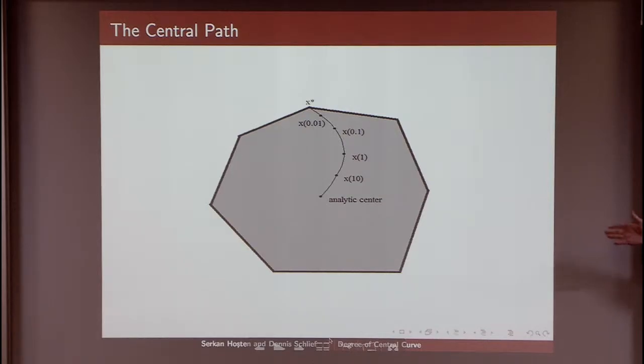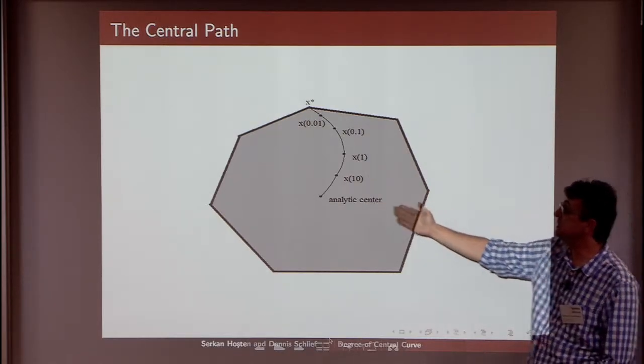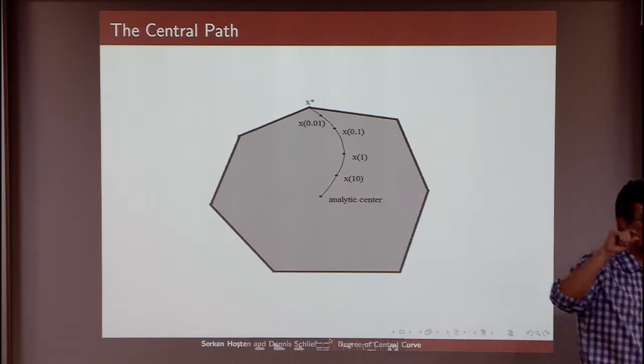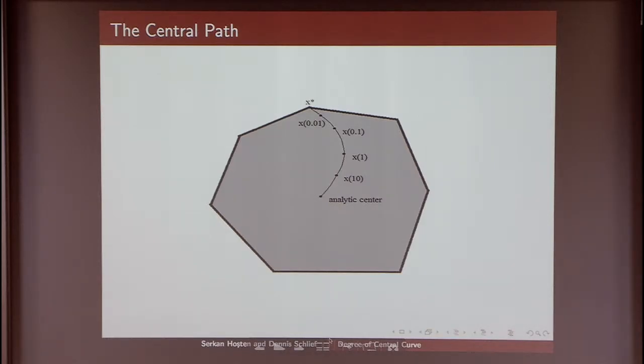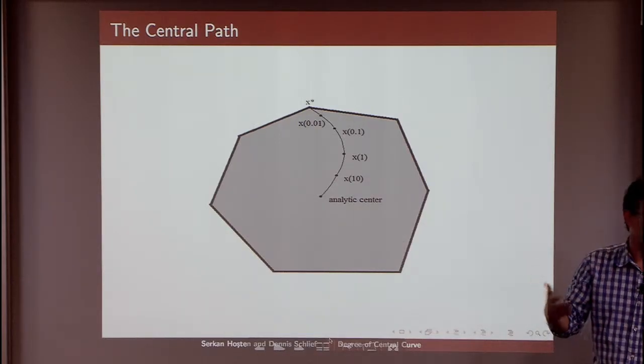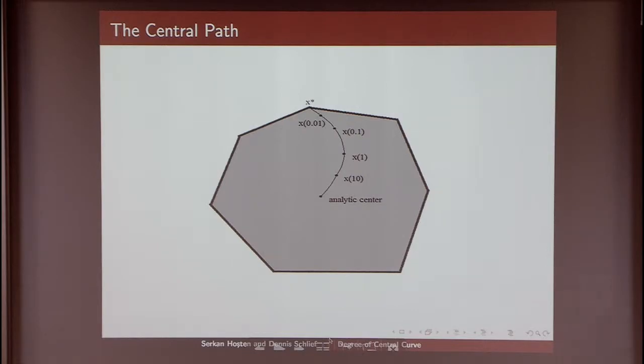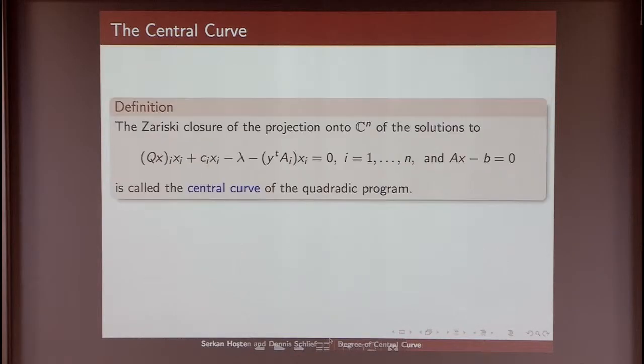If I'm going to follow this path, I have to make steps. I cannot continuously deform lambda from positive infinity to 0. I have to make steps. That means I'm going to be approximating this curve by a polygonal path. The curvier the path, the higher the total curvature, the more difficult it is, and the interior point algorithm is going to take more iterations to get to the optimal solution. So that's the rough idea.